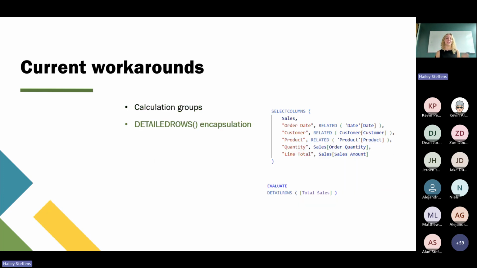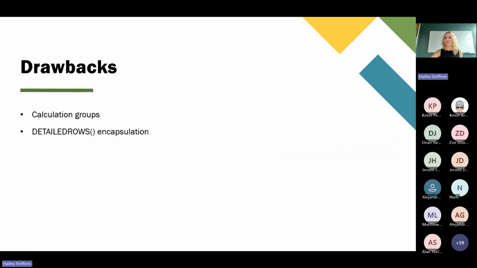It's a little bit more of an obscure one, but you can also use DETAILROWS encapsulation. This lets you encapsulate complicated table logic into a measure, as you can see at the top of my example there. And then you can call the DETAILROWS DAX function on that measure whenever you want to reuse that table logic. It is a little bit confusing to work with, but it is possible.